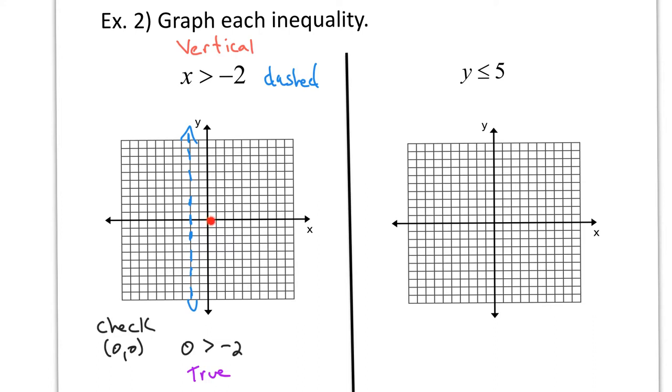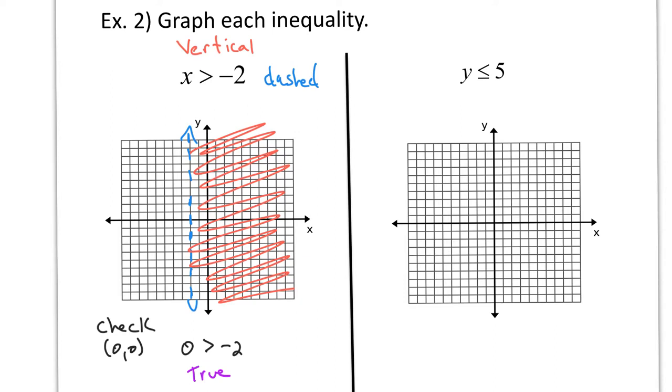Since it's true, what it means, guys, look for the origin. The origin is right here. The line is on the left side of the origin. So since this is true, 0 is greater than negative 2, you're going to shade the origin. And since you're going to shade the origin, well, you're going to shade all the side of the origin. So I'm just going to shade all of this side right here. And that's your graph. You guys have the inequality.